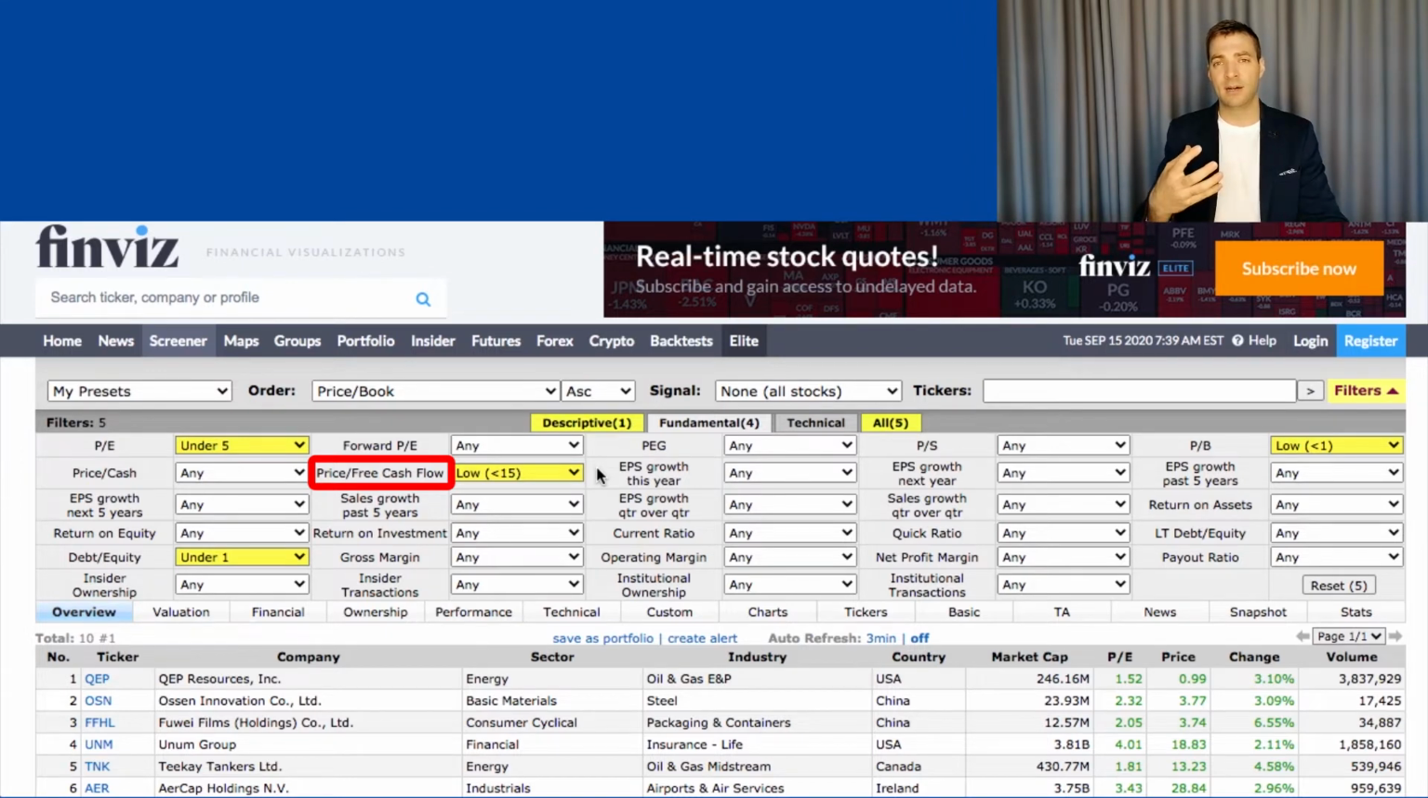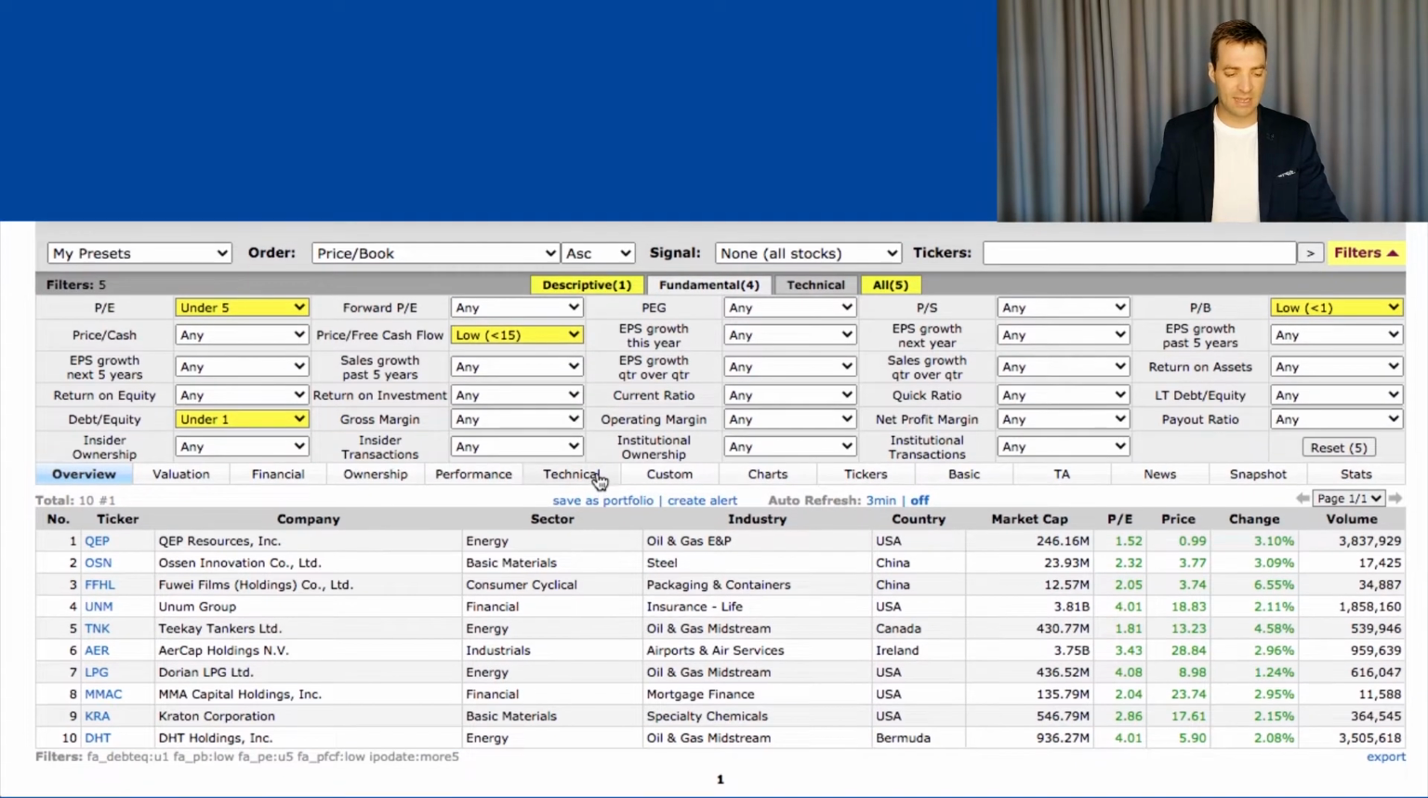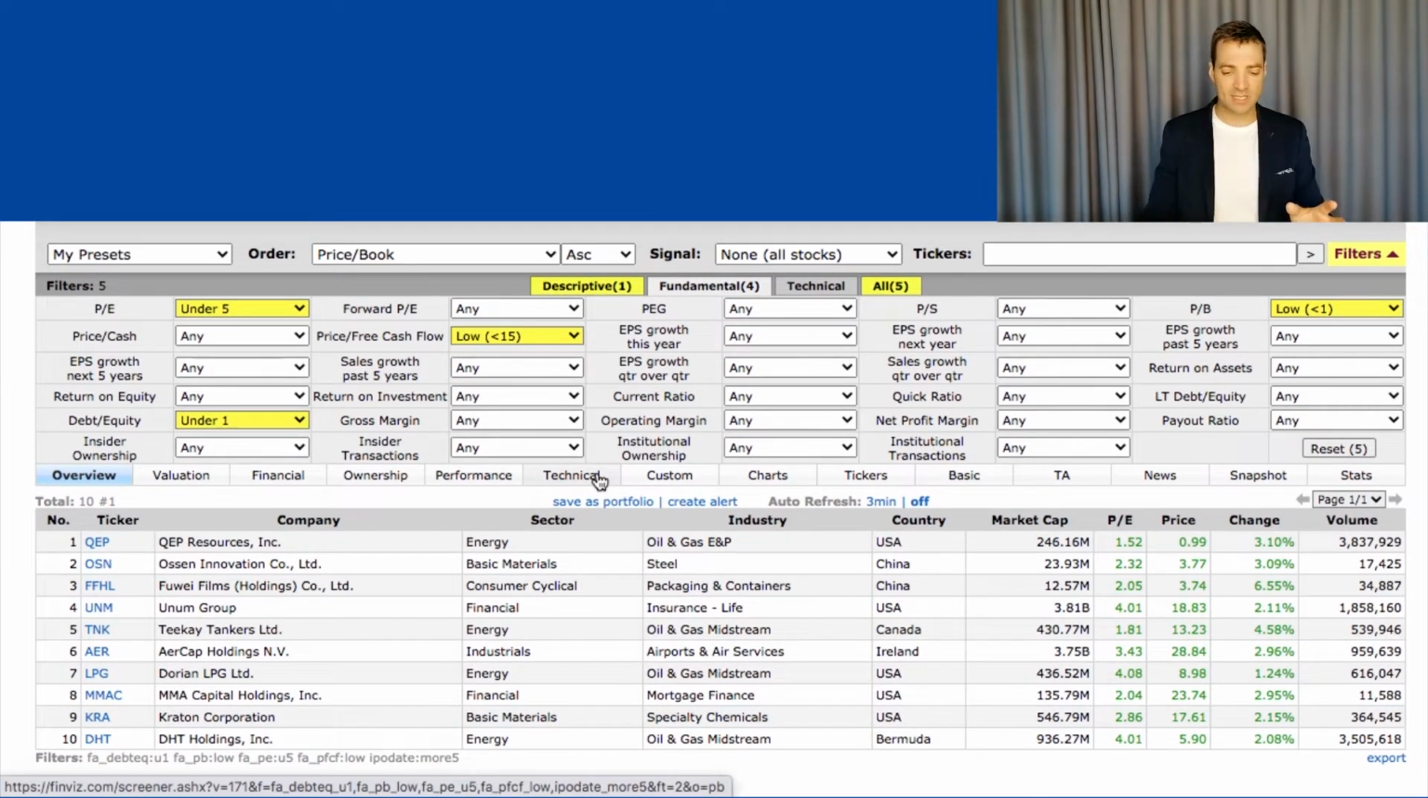So free cash flow essentially is what the business can return to us as shareholders through reducing debt or share buybacks or something like that. So if we can buy that free cash flow for a good deal, well, I think that's a good investment. And I've also got the debt to equity. I want that to be under a 1. So out of all the different companies in all the different sectors, so we're not in any particular industry right now, I've got a list here of 10 different companies.